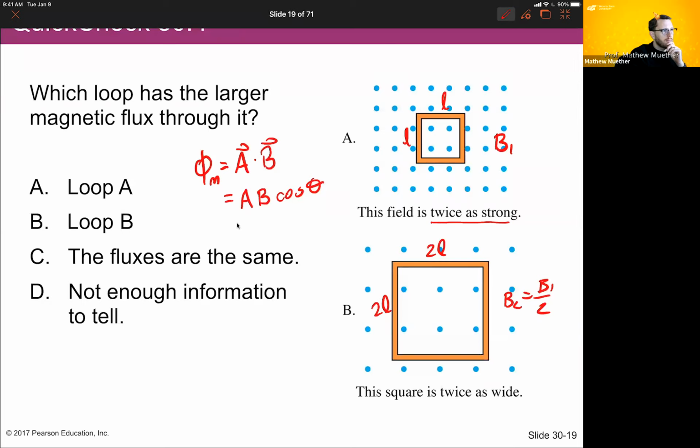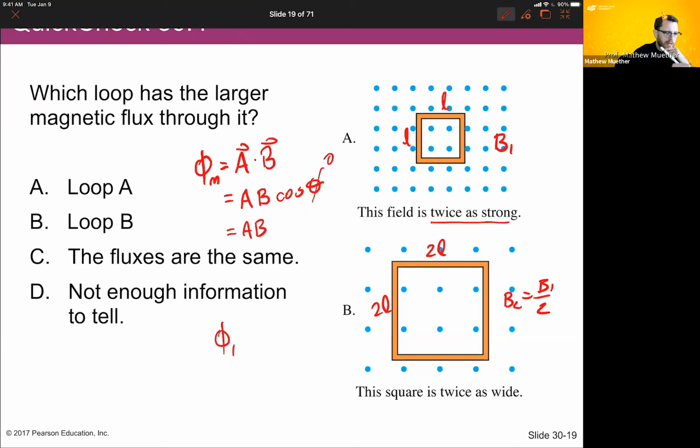Okay. Let's go ahead and end the poll. Most popular one was B, loop B. Okay, well, let's see here. The angle theta for both of them, right? The area vector and the B field are aligned with one another. So we can take this to be 0. Okay, so cosine of 0 just gives me 1. So this is like A times B.